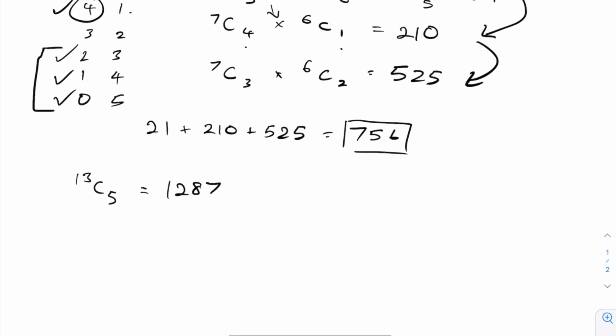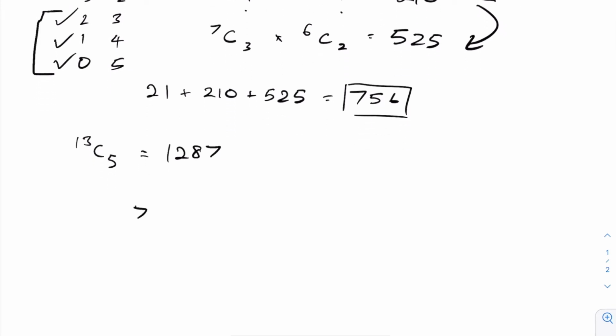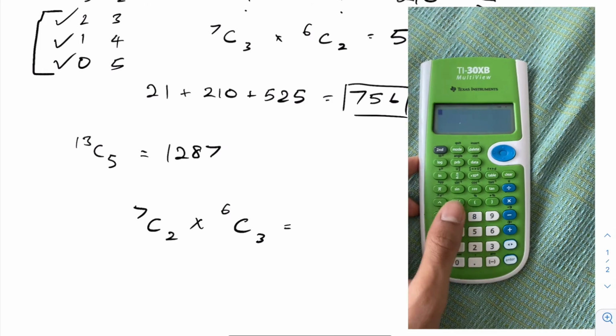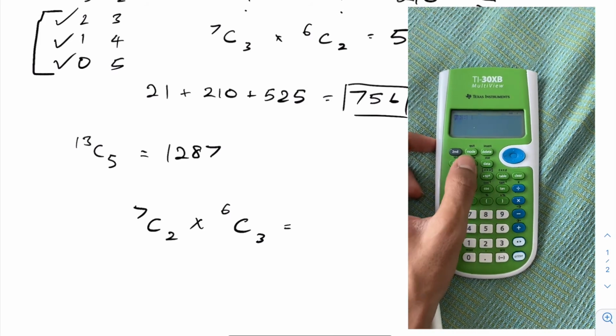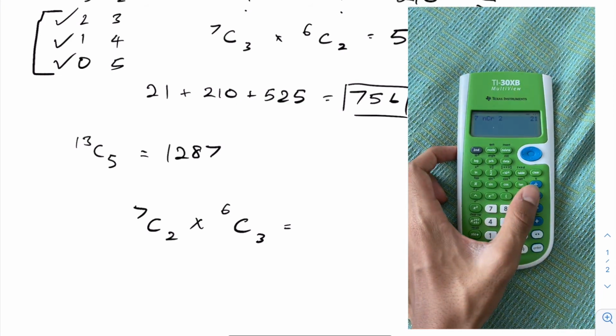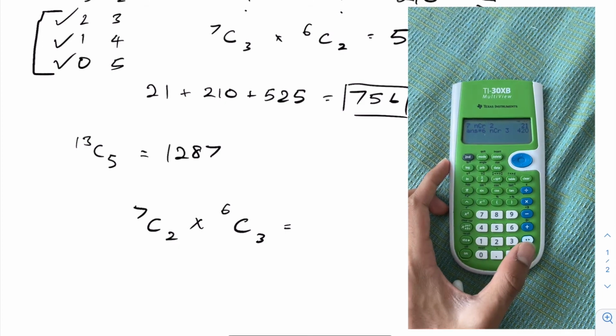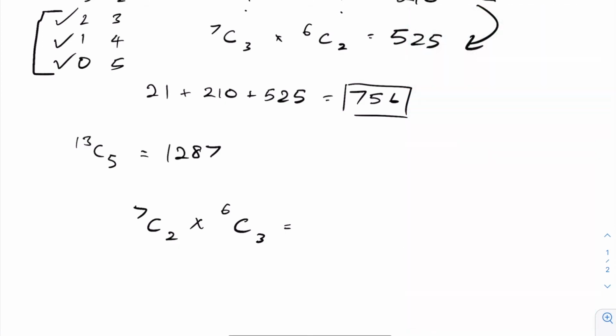Now, we can look at the number of instances where there are 2 men. So that would be 7 choose 2 times 6 choose 3, which is equal to, let's just do that real quick, 7 choose 2, that's 21. Then we can multiply by 6 choose 3, which is 420. So, where there are 2 men and 3 women, there are 420 different examples.